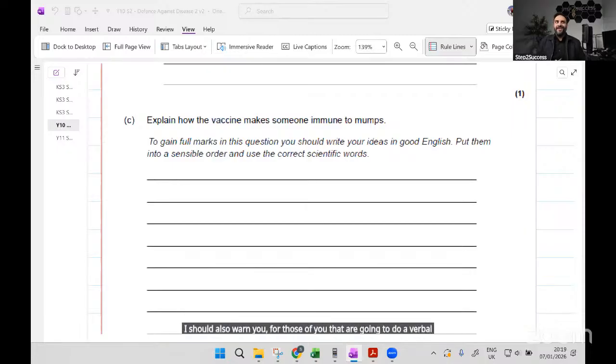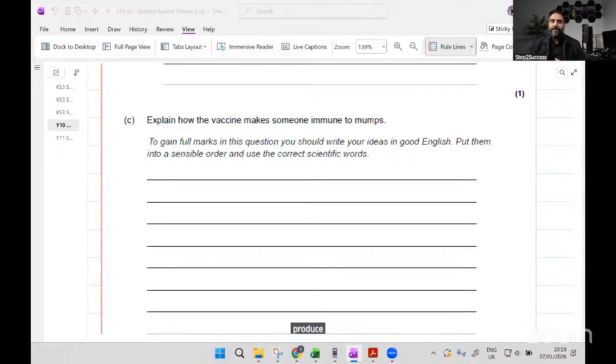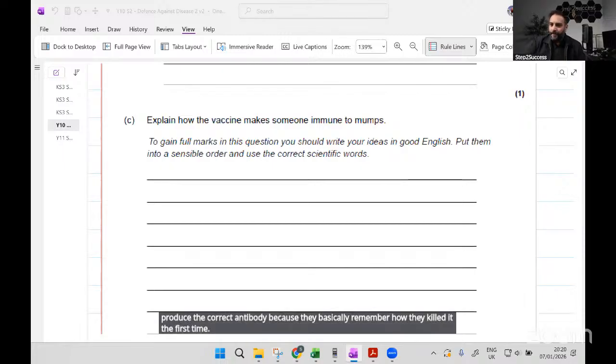I should also warn you, for those of you that are going to do a verbal test on this, I can guarantee that in your verbal test, there is a question asking you how a vaccine makes you immune from disease. Essentially, this question. So you need to say things like, a vaccine contains a dead version of a pathogen. Your white blood cells then produce antibodies to kill it. If you later get the real disease, your white blood cells can quickly produce the correct antibody because they basically remember how they killed it the first time.